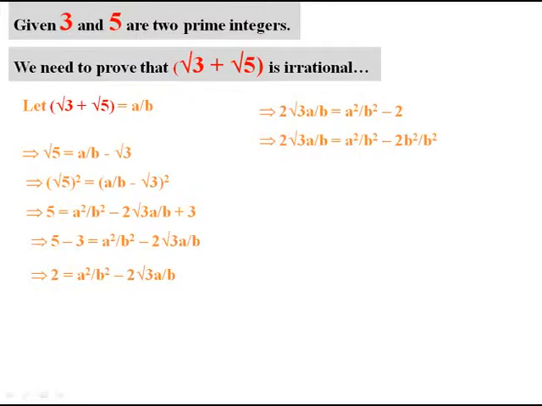Multiply and divide the term minus 2 by b square so that the denominator is same, and we can add a square and minus 2b square to get 2 root 3 a by b is equal to a square minus 2b square the whole divided by b square. Taking 2a by b to the other side by cross multiplying, we'll get root 3 is equal to a square minus 2b square divided by 2ab.